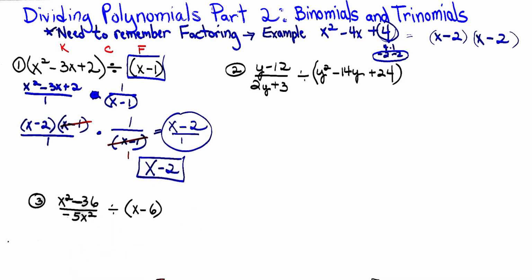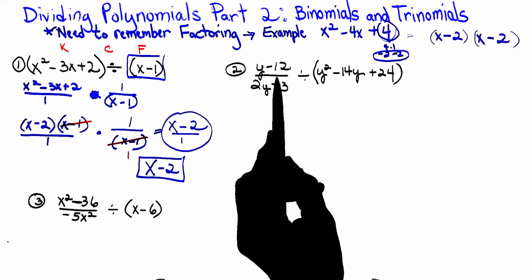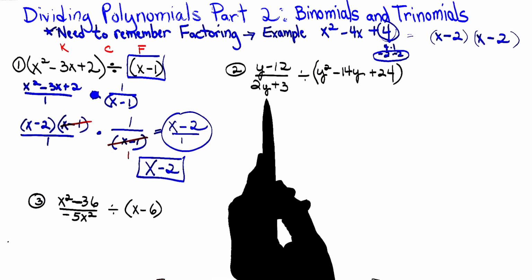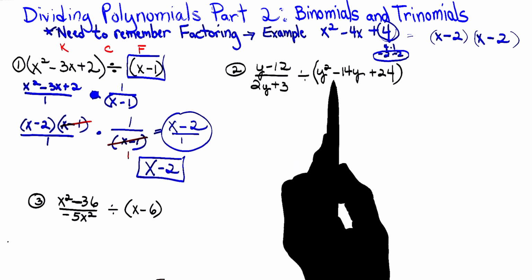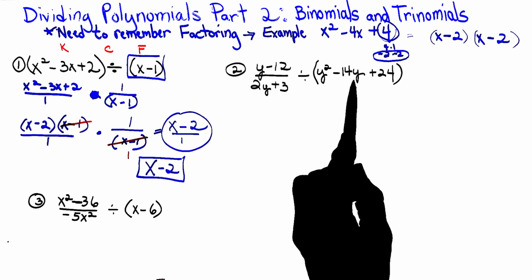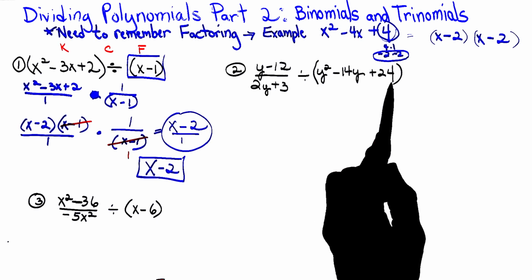And there's our answer for the first one. All right, well, let's look at the second one. We have (y - 12)/(2y + 3) divided by the trinomial y² - 14y + 24.